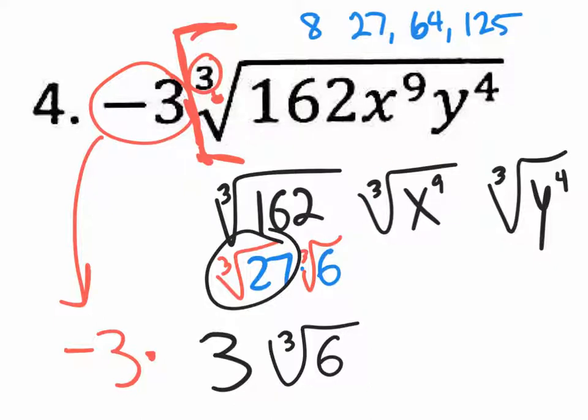X to the 3rd, exactly. Why? Because the 3rd root is really the power of 1/3, which makes it a division problem. You take this power and divide it by 3. Okay? So it would be x to the 3rd.